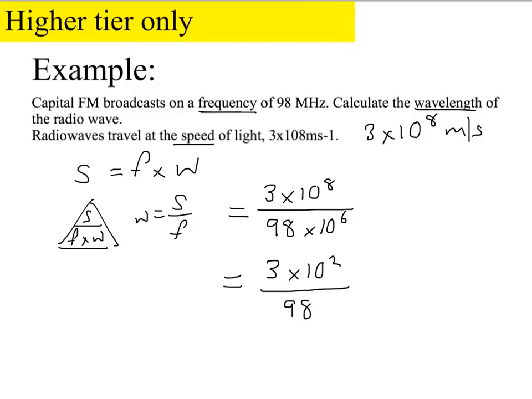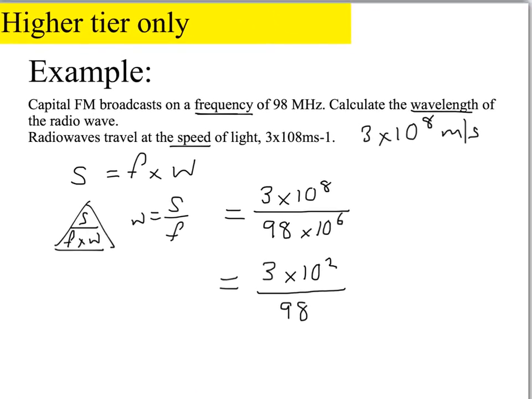And that's a simpler thing to put into my calculator. You don't have to take this step, so if you're not confident with the maths, please ignore it. What I do recommend, if you don't know how to put these into your calculator, is that you go and check with your teacher. You could, if you had to, just put in all of the zeros. So instead of writing 3 times 10 to the 8, you could write 3 with 8 zeros. And 98 times 10 to the 6 is 98 with 6 zeros.